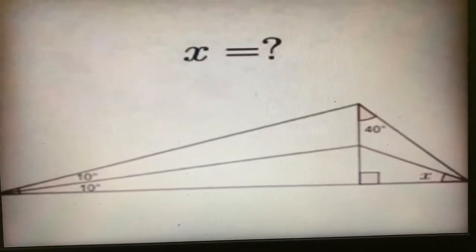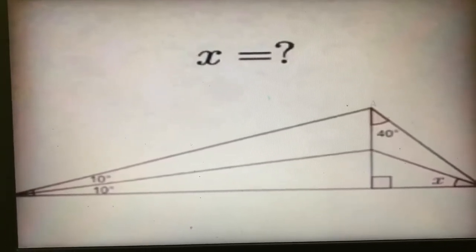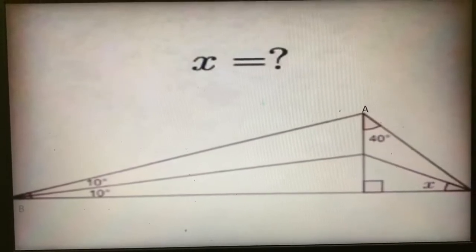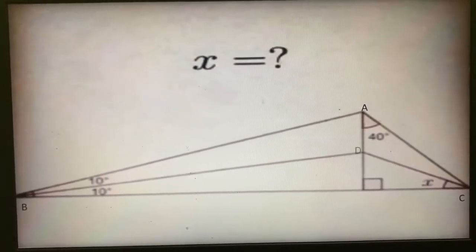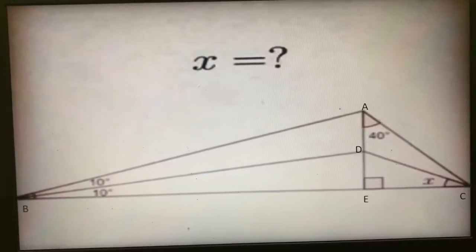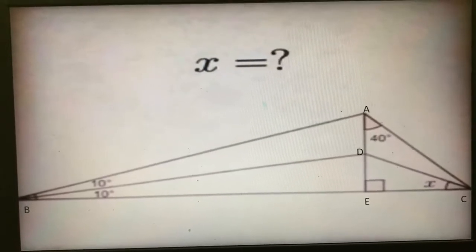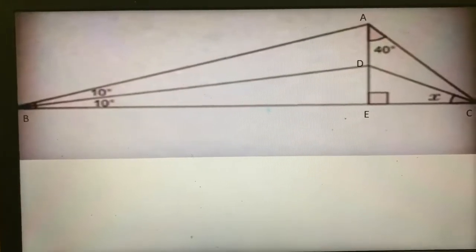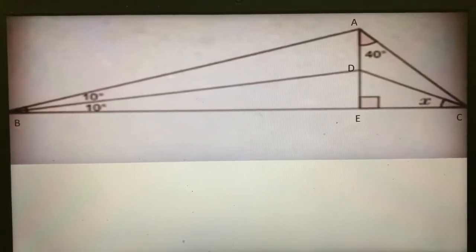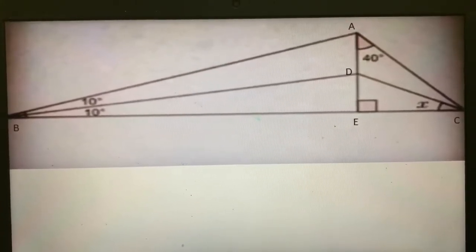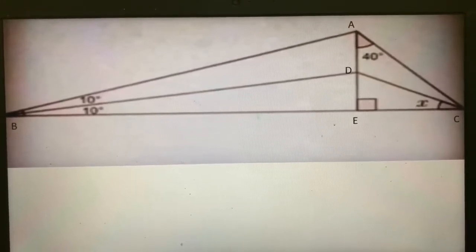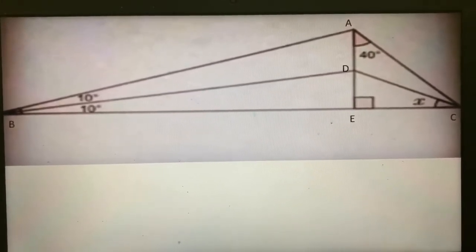Before we start with the solution, let us name the triangle. The vertex is A, left side is B, right corner is C, the intersection point is D, and E is the point at the base of the perpendicular. So first we jot down the given things and what information we get about the other parts of the triangle.